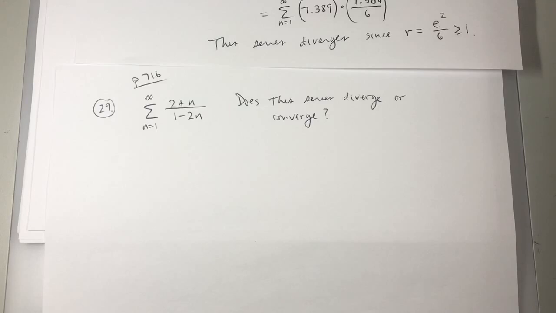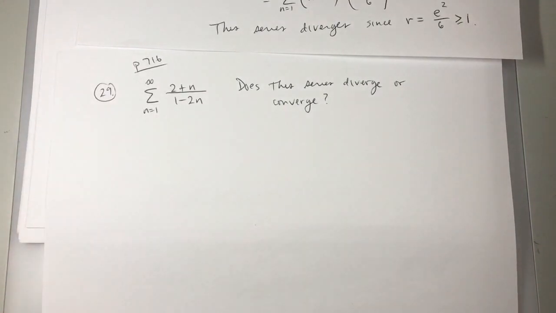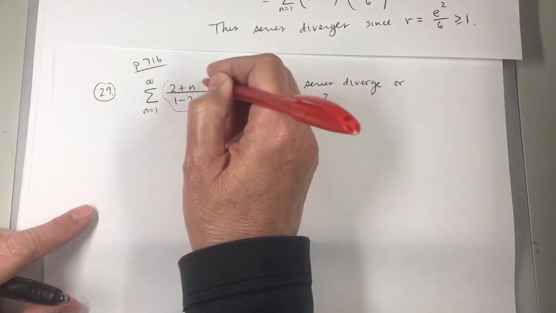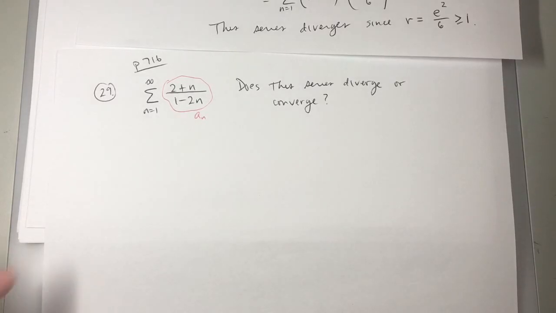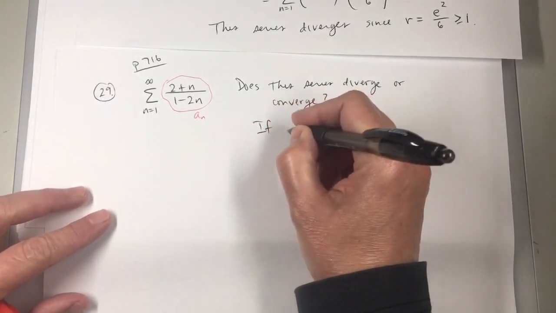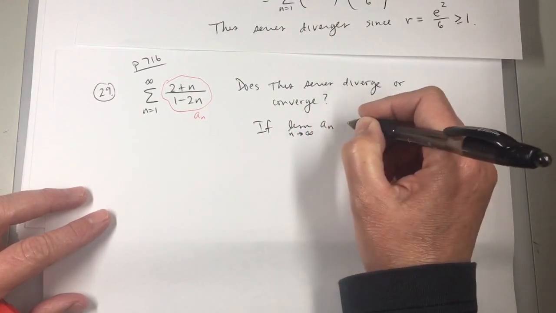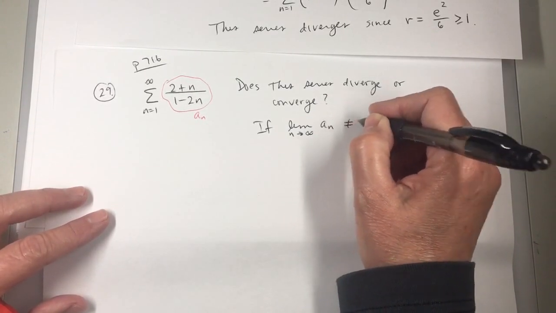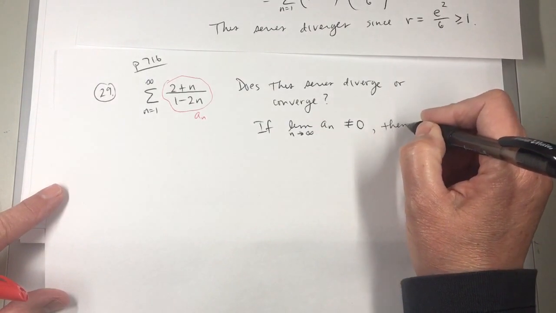Test for divergence. What does the test for divergence tell us? It tells us this one does diverge. Here, from this problem, this is A sub n. And the test for divergence tells us if the limit as n approaches infinity of A sub n does not exist, or maybe it exists and it's not zero, if that limit is not zero, then the series diverges.